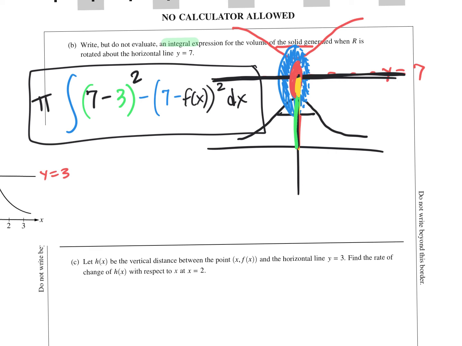Oh gosh, why am I forgetting my bounds? Yes, we certainly do need my bounds. And did we already decide that those were from -1 to 1? Yes, perfect.